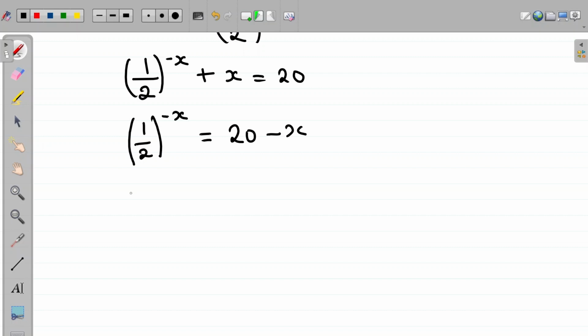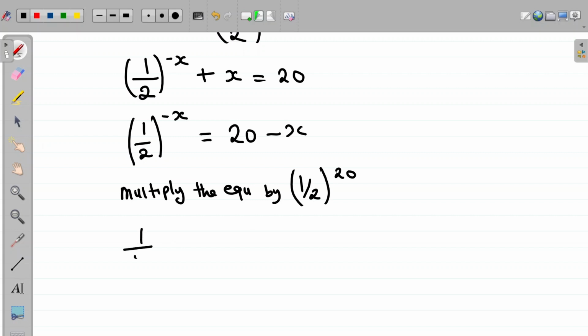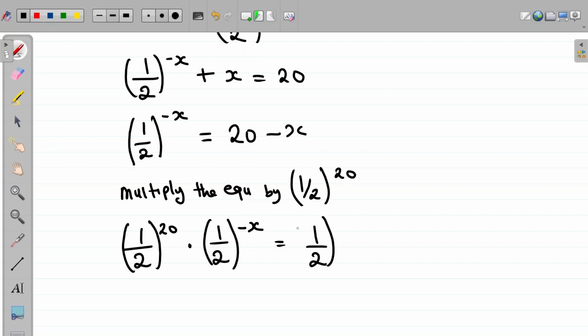Now let's multiply both sides of the equation by 1 divided by 2 raised to the power of 20. Our equation becomes 1 divided by 2 all raised to the power of 20 multiplied by 1 divided by 2 all raised to the power of negative x equal to 1 divided by 2 all raised to the power of 20 multiplied by 20 minus x.